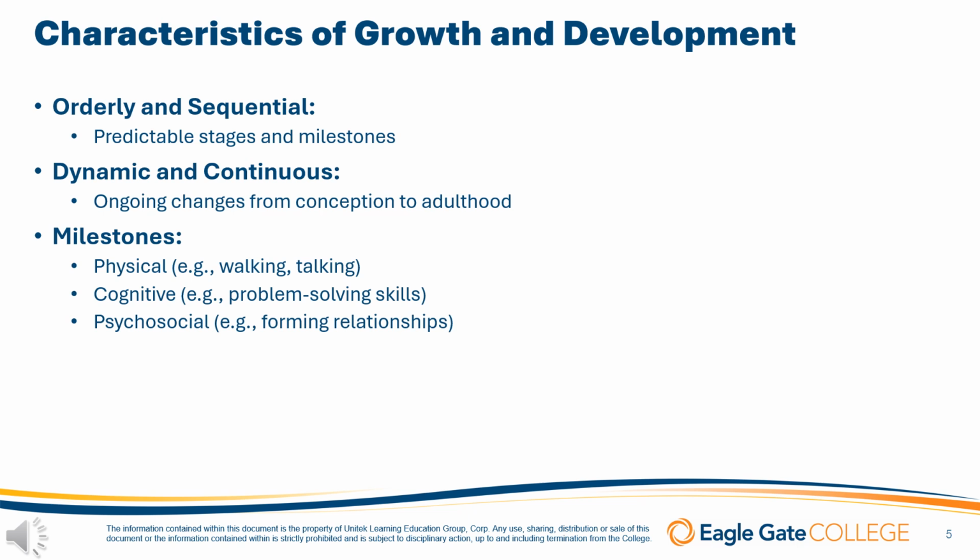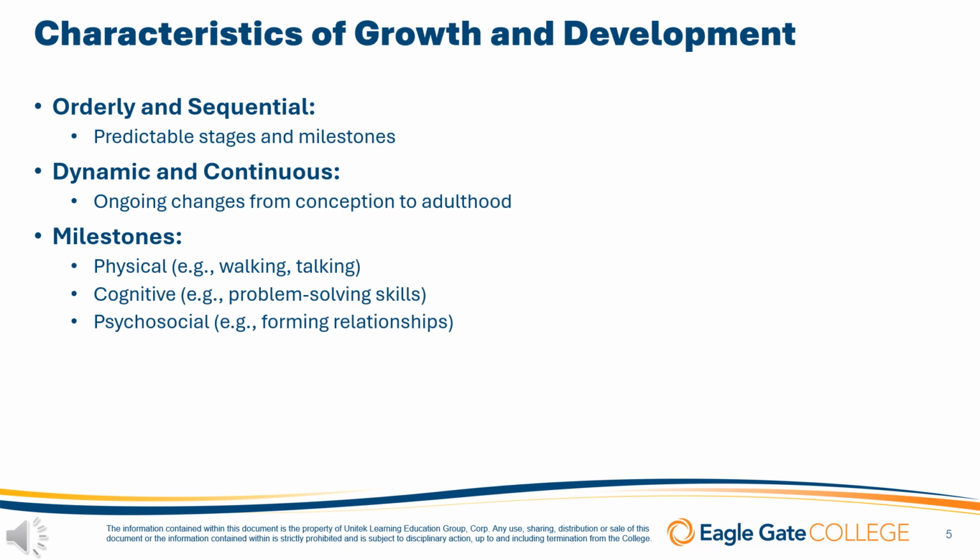Growth and development occur in an orderly and sequential manner. This means that they follow a predictable pattern where certain stages and milestones are typically reached in a specific order. Most infants will sit up before they begin to crawl, and they will crawl before they start to walk.